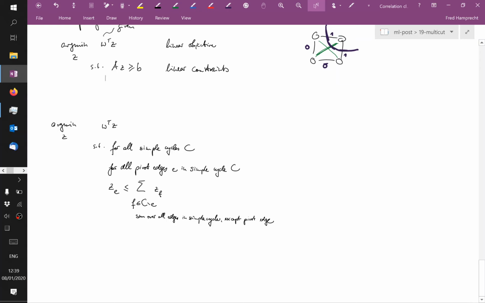So, for example, we need a constraint that does not allow our cut indicators to become infinitely negative. Otherwise, we could make the energy infinitely negative by sending some of the z's to minus infinity. So, for sure, we need some box constraints, and unfortunately, it turns out that we even need integrality constraints.